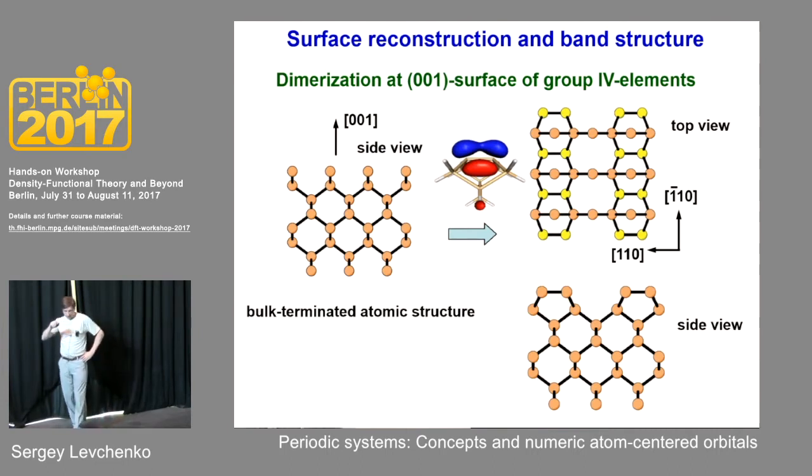As an example of how this concept of surface band structure can be used, I give this example of silicon surface reconstruction, 2x1 dimerization at the 001 surface of silicon. So if we cut the bulk of silicon along this 001 direction, then at the surface we have these atoms which, because we have unsaturated bonds, can come close to each other and form bonds between themselves, a pi bond here. So this is called dimer reconstruction. Here is the side view.